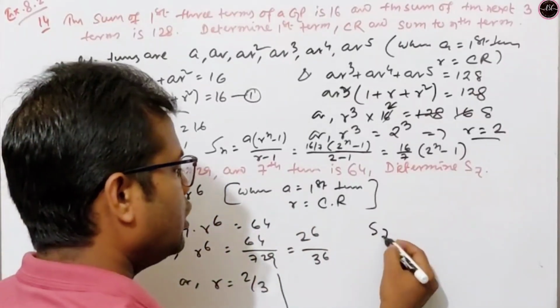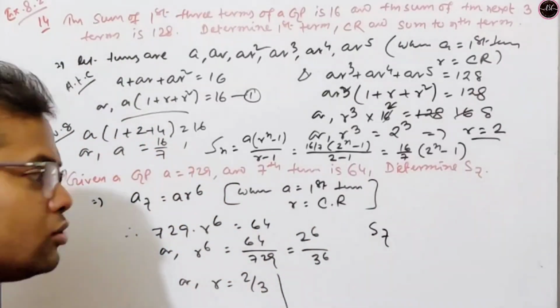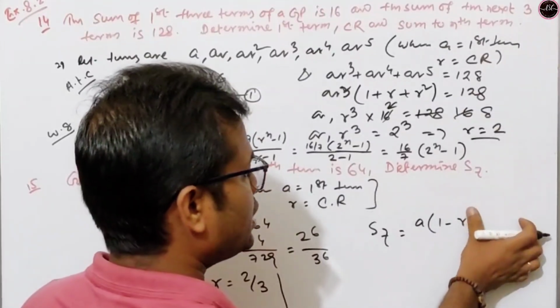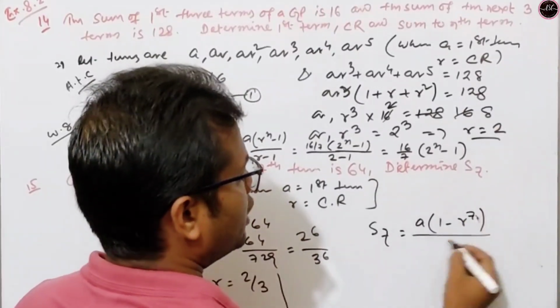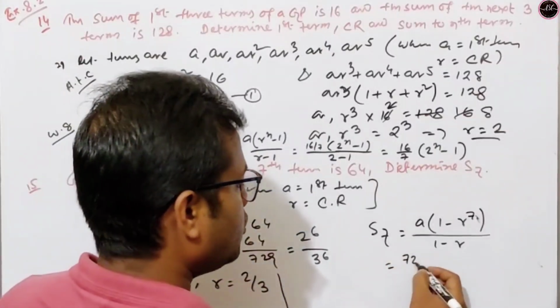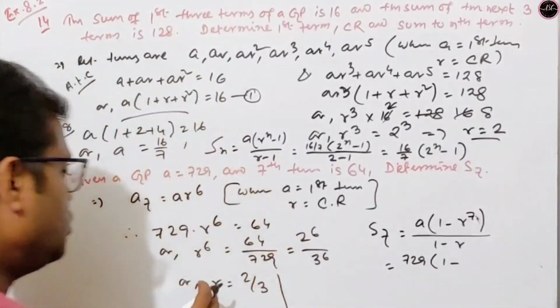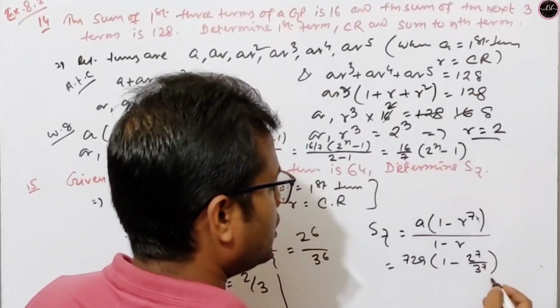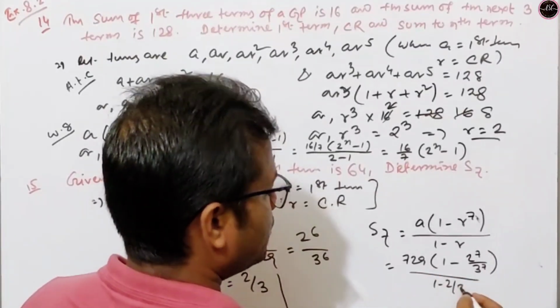So S7 equal to, here R less than 1, so we use that formula A into 1 minus R to the power n, here n equal to 7, divided by 1 minus R. So here A equal to 7 by 9, R equal to 2 by 3. That means 7 by 9 into 1 minus 2 to the power 7 divided by 3 to the power 7, divided by 1 minus 2 by 3.